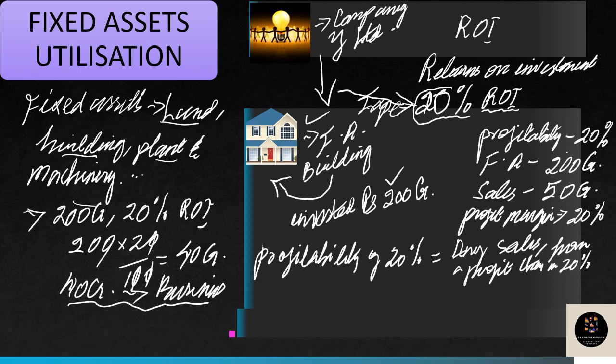Suppose if they are selling for rupees 100, they sell for rupees 100 and make a profit of rupees 20. Profit rupees 20. Or if they sell for rupees 300, and they make a profit of rupees 40.